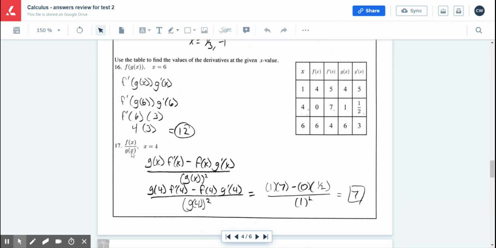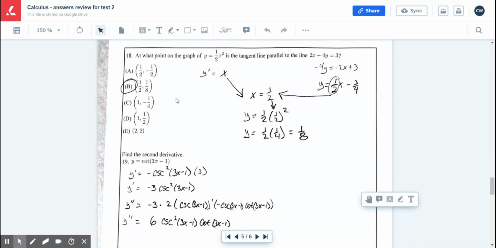17, variable in the numerator, variable in the denominator. I need to do quotient rule. So bottom times the derivative of the top minus top times derivative of the bottom, over the bottom squared. We're plugging in 4, so we plug 4 in everywhere. When you do that, you get a 1, you get a 7, you get a 0, you get a 1/2, you get a 1. Clean that up, you end up with 7 as your solution.